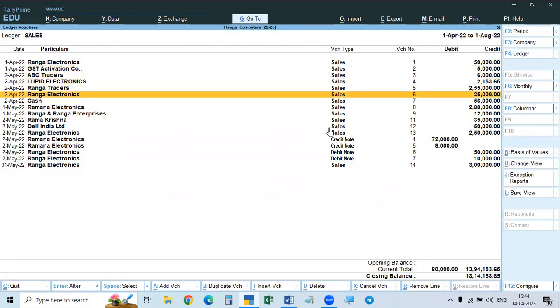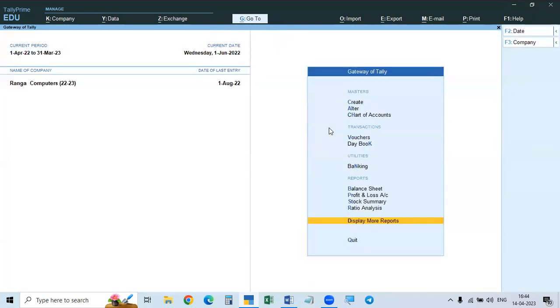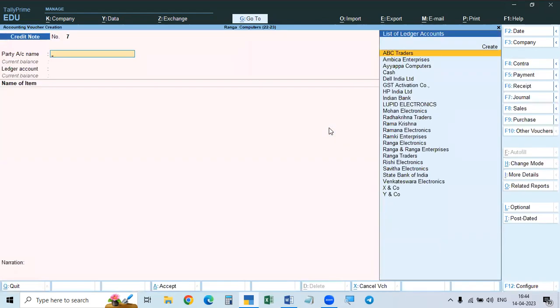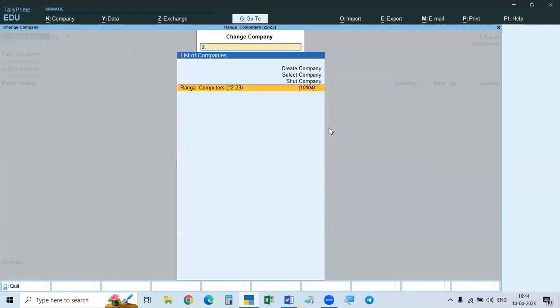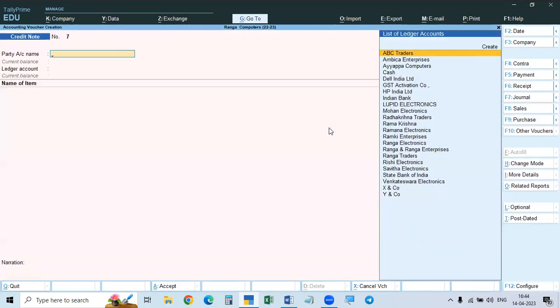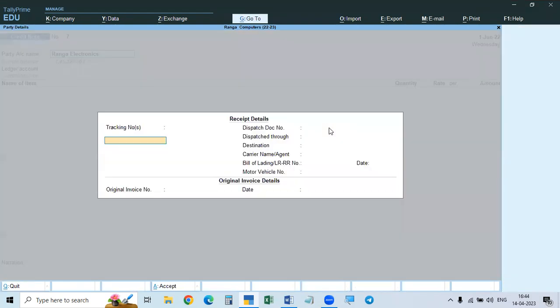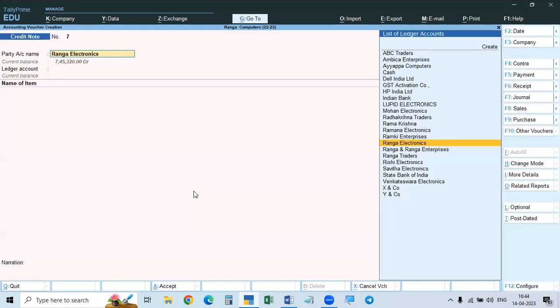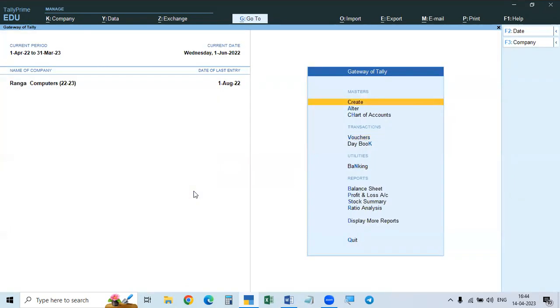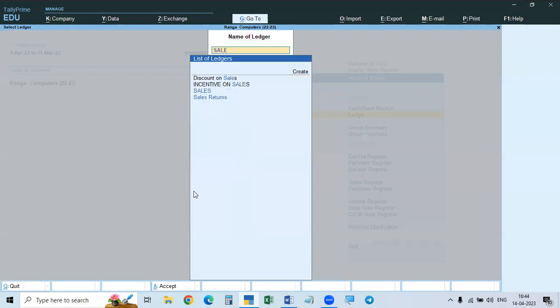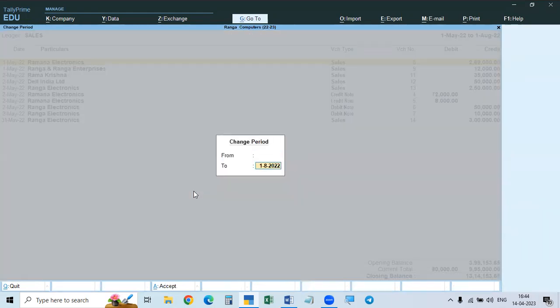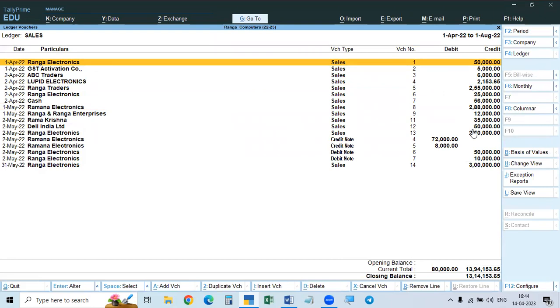Yeah, Ranga Electronics, only 3 lakhs. Achha. Voucher, credit note, 1st June. 1st June date and Ranga Electronics, and the number is here. There are 2 bills, isn't it? More than 1 bill. Here, see what the bills are? Sales. That means here there is 1 bill.